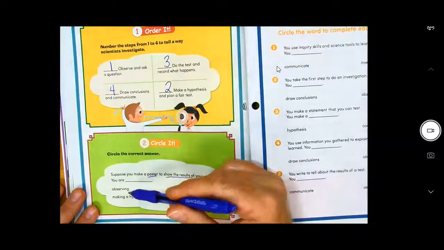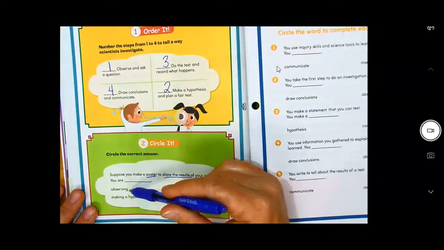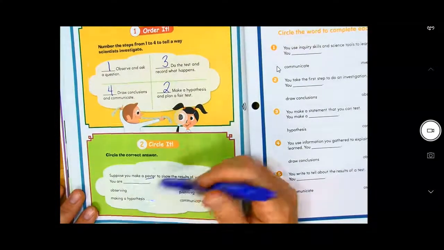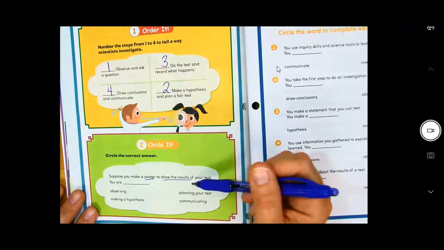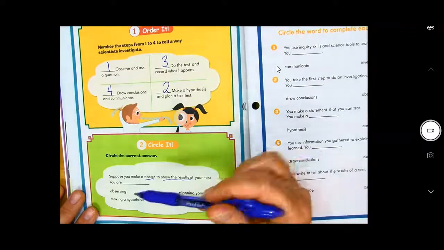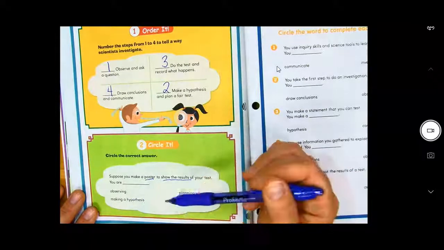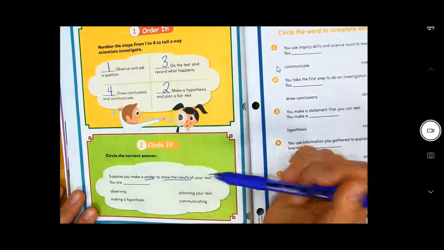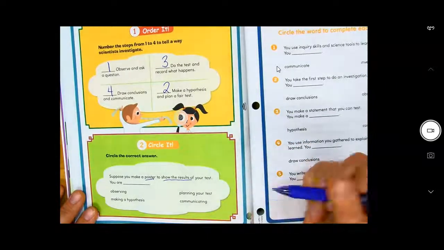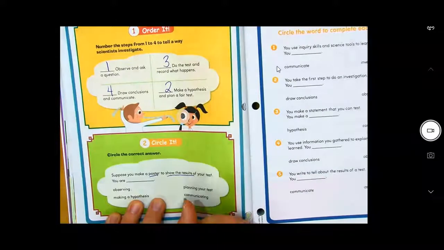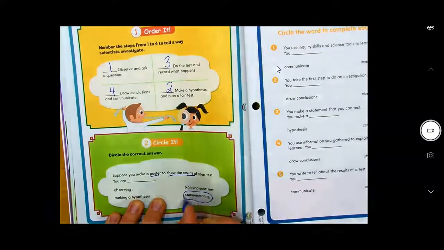Okay? You're no longer observing because you've already done this and this is the end, okay? This is what happens in the end. You're drawing a poster. You want to show off what you did. You're not doing this at the end of your experiment. You're not planning. You are communicating. You are communicating and sharing the results of what you did.